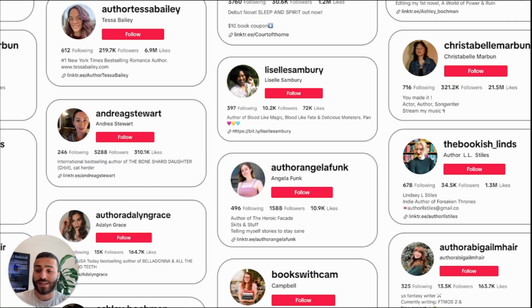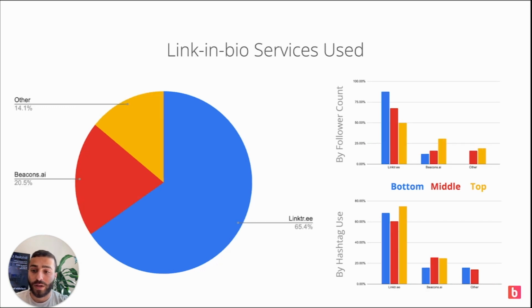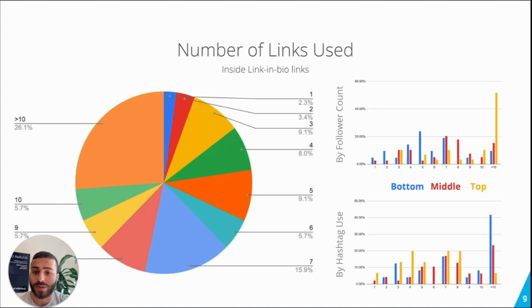And the stats and studies back this up. We did a study of a few hundred book talkers, and we found that over 75% of them took advantage of link in bio tools, while only around 15% sent them directly to their author website or a book link. The tool that authors use the most was Linktree at 65%, followed by beacons.ai at 20%.